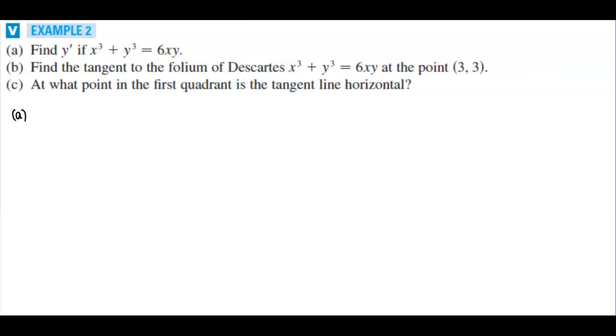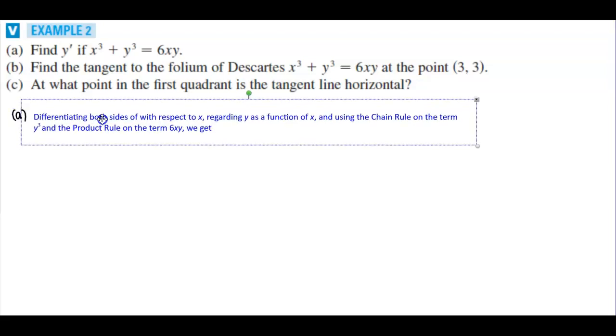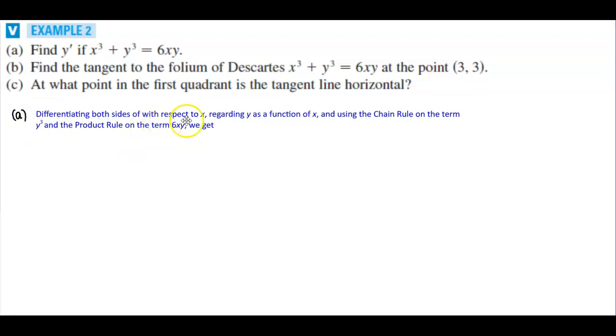When we look at part A, we're going to be differentiating both sides with respect to x, regarding y as a function of x, and then using the chain rule on the term y cubed and the product rule on the term 6xy. So if we're looking at the function x cubed plus y cubed equals 6xy.